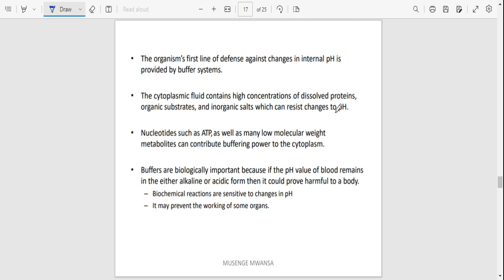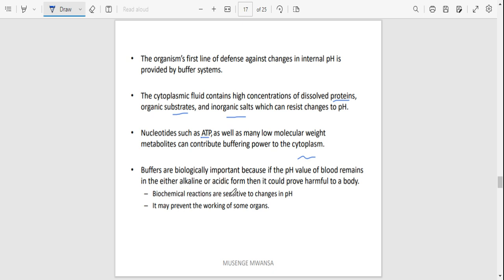Buffers include proteins, organic substances, and inorganic salts which can resist change in pH. Also nucleotides such as ATP as well as low molecular weight metabolites contribute to the buffering system of the cytoplasm. Buffers are biologically important because they maintain pH such that when it becomes more acidic or more basic, they are able to work on it to maintain the normal pH range. Otherwise, it can be harmful if the pH becomes more acidic or more basic.